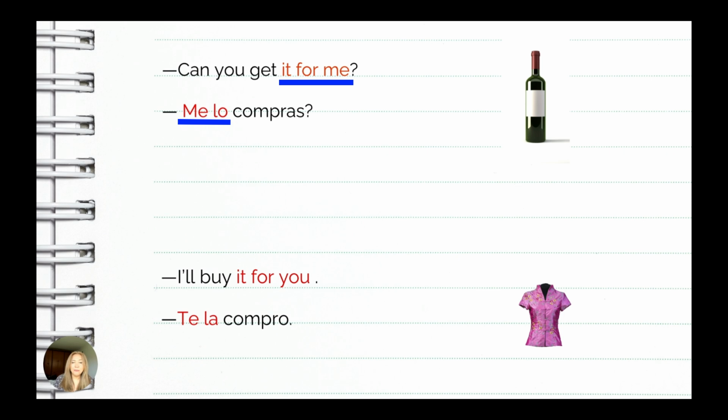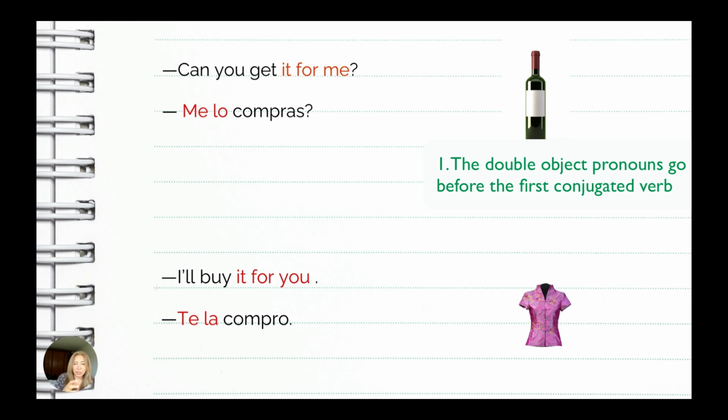Me lo compras. Okay. One thing I want to highlight, as you see on the example in English, you have the it for me following the verb. And then in Spanish, you have the it for me before the verb. Okay, so first thing that we need to remember is we're going to put our little combination of indirect and direct object pronoun before the first conjugated verb. There are instances where you can put it after, but to simplify it, this is what we're going to learn first, and then I'll give you the examples where you can put it after.